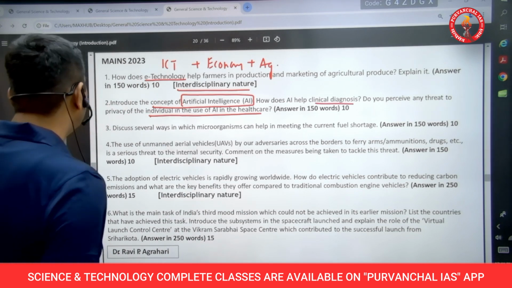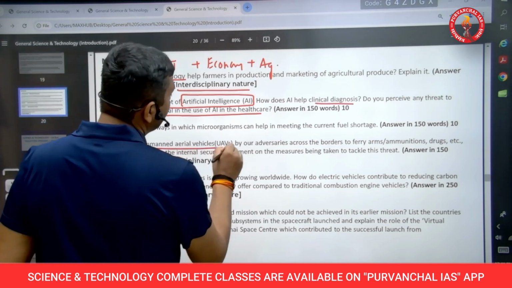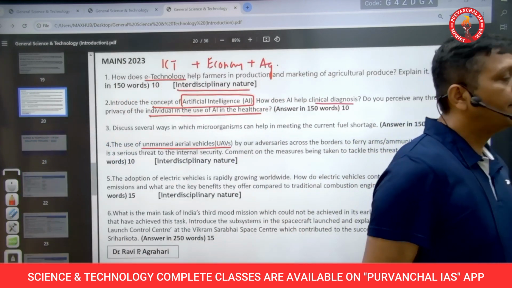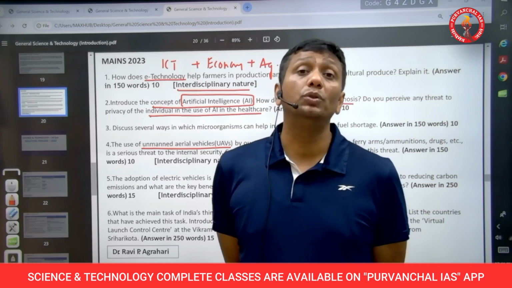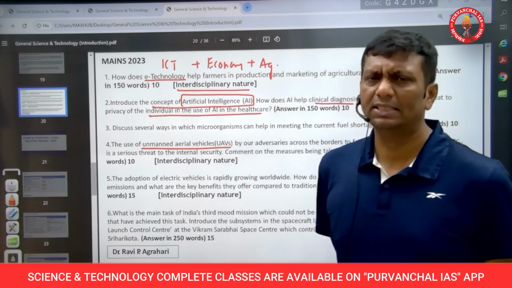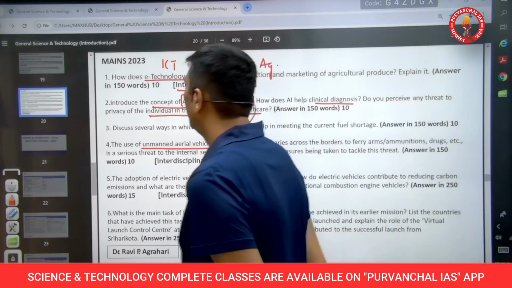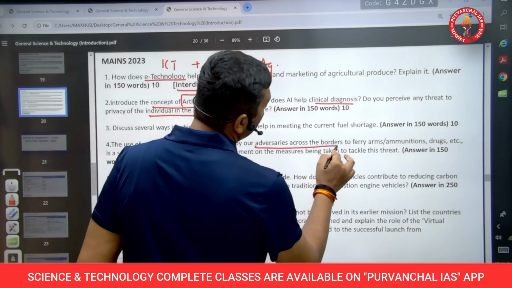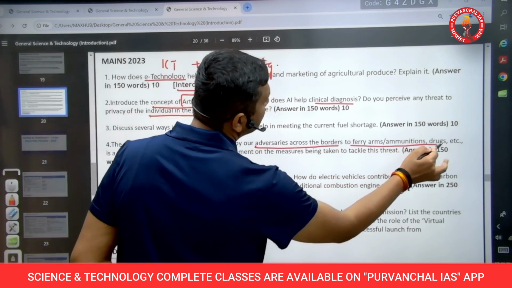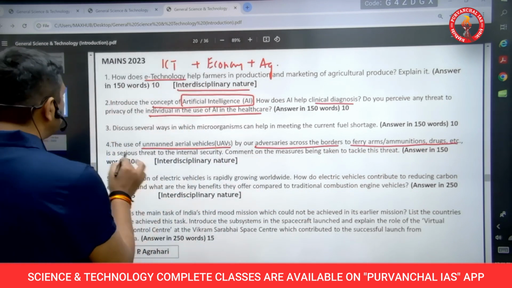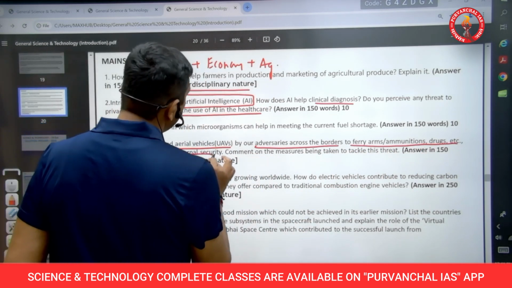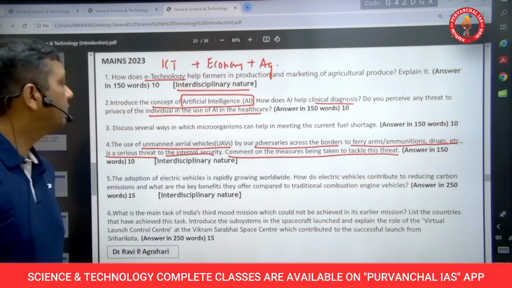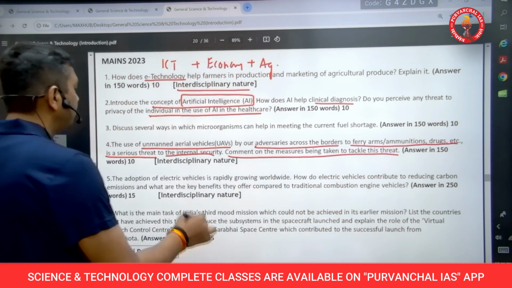Third question: the use of unmanned aerial vehicles. I'll discuss it with you under defense technology. Unmanned aerial vehicles are also now called drone systems, but it's a defense part. UPSC asked: the use of unmanned aerial vehicles by our adversaries across the borders to ferry arms or ammunition, drugs, etc. is a serious threat to internal security. Comment on the measures being taken to tackle this threat. This is the question. I can tell you it's interdisciplinary.